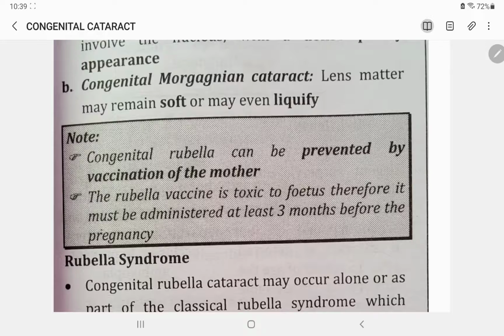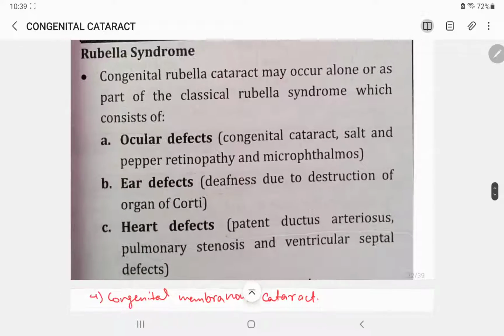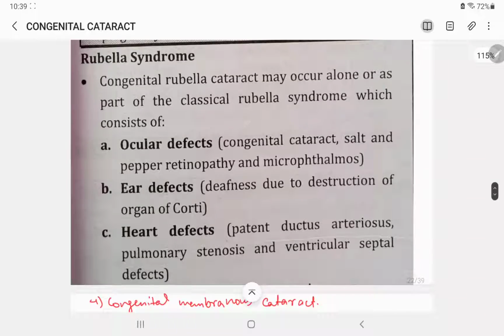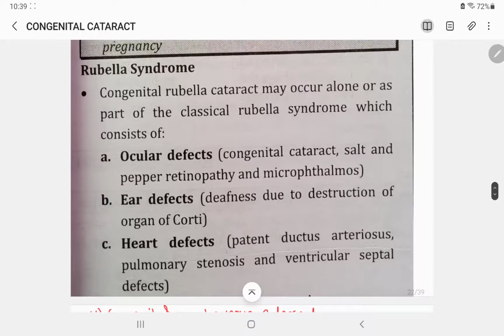So congenital rubella can be prevented by vaccination of the mother. They have this vaccination in the EPI of Nepal as well. So it can be prevented, like a vaccine-preventable infectious disease. And the rubella vaccine is toxic to the fetus, therefore it must be administered at least 3 months before the pregnancy. So you have to plan it. All right, you will read all this in pedi and gyne. If you know, good for you, but also just have a general idea.